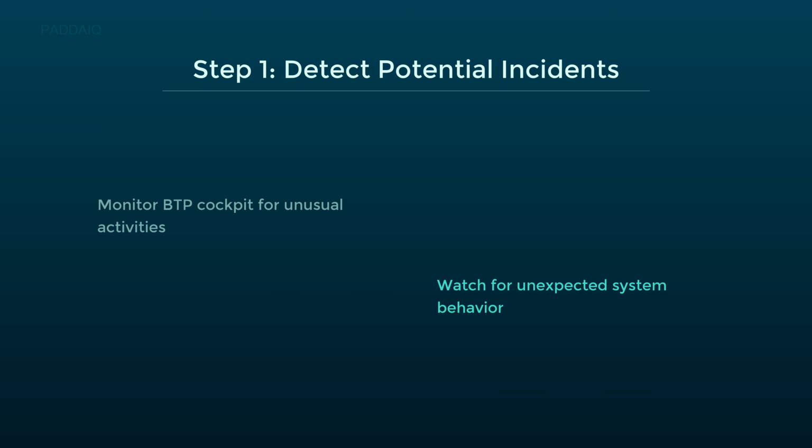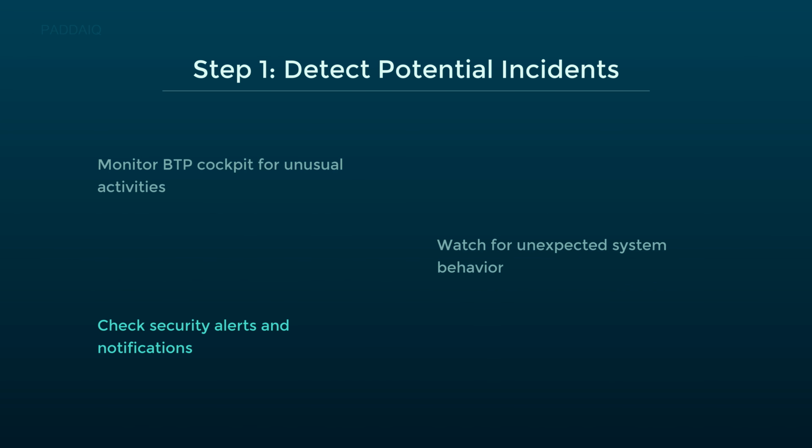Proactively identifying these anomalies is your first line of defense in incident management. Check security alerts and notifications. This means regularly reviewing automated warnings from your SAP BTP systems about suspicious activities. For instance, if there's an alert for multiple failed login attempts from an unknown location, you would investigate it. Consistently monitoring these alerts is your first line of defense against security threats.